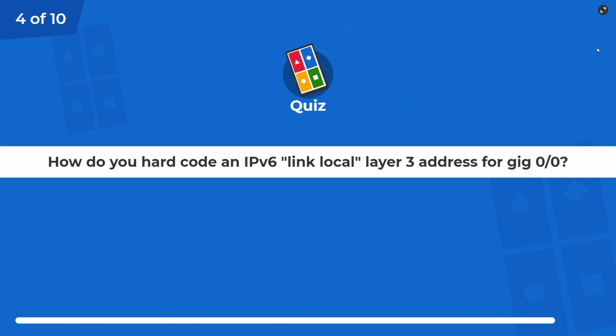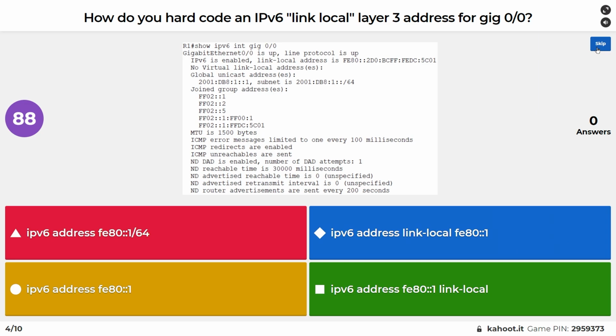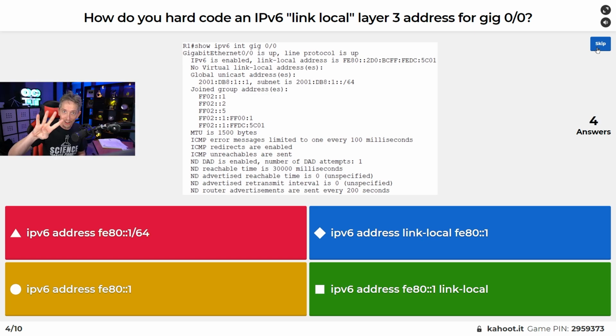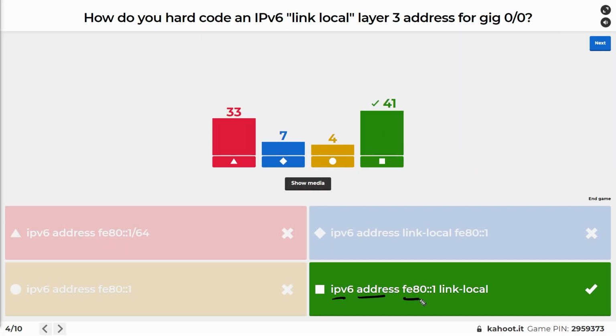How do you hard code an IPv6 link local layer 3 address for gig 0/0? So ipv6 address FE80::1 link-local is how you literally hard code a link local address. It's still layer 3. So if we have a global address, that's a layer 3 address. If we have a link local address, that's a layer 3 address. If we have a unique local address, that's a layer 3 address. And then it also has the ability to resolve what the layer 2 address is. It doesn't use ARP, it uses neighbor discovery for that.